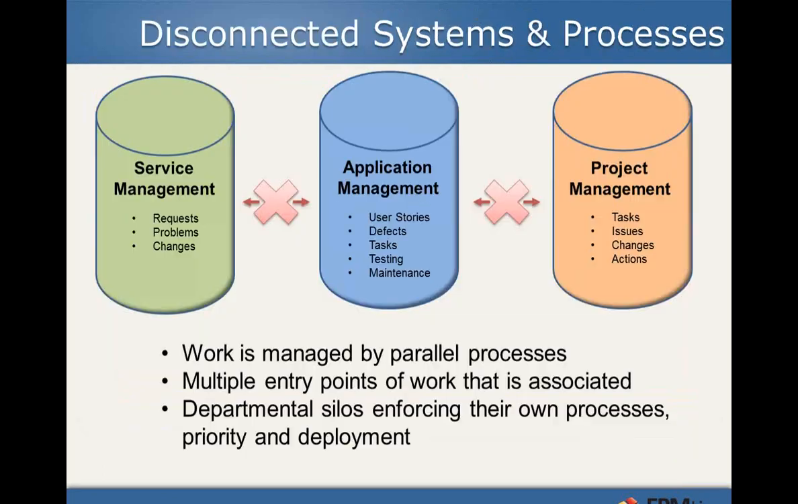The sad reality today is that this is mostly done through disconnected systems and processes. Work is being managed by parallel and separate processes. They might have a service request system for things like requests, incidents and tickets. Application management for things like agile development is separate and standalone typically, and they're managing their user stories, defects, iterations and sprints, and the life cycles of their applications. And then there are traditional project management applications where people are building plans and schedules, a la Microsoft Project, and tasks, issues and change requests are being handled.